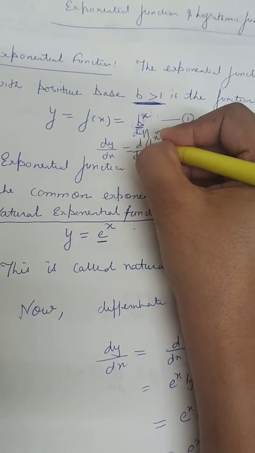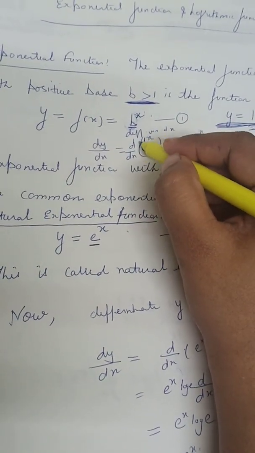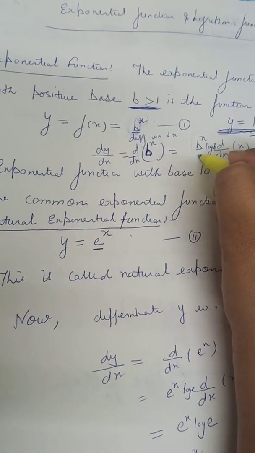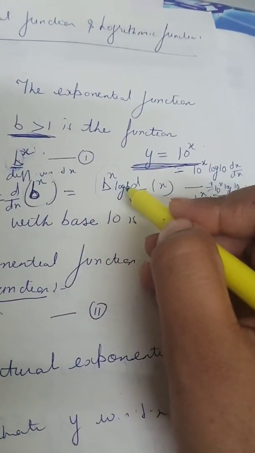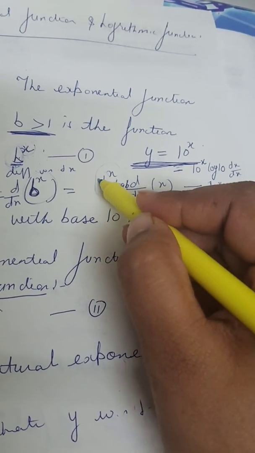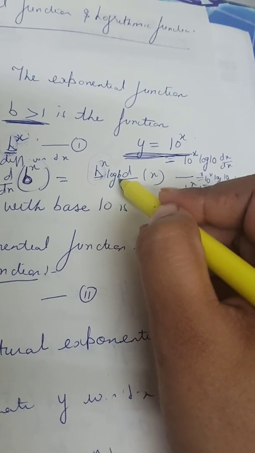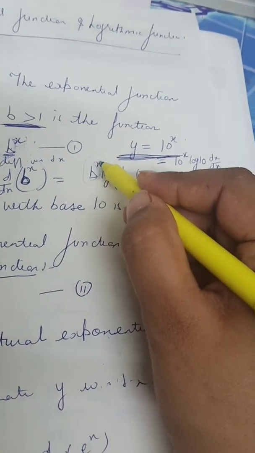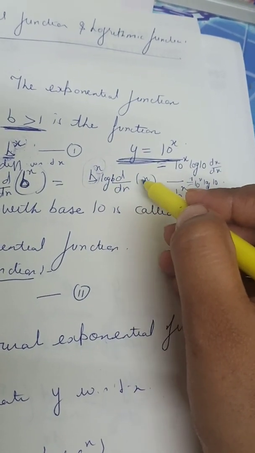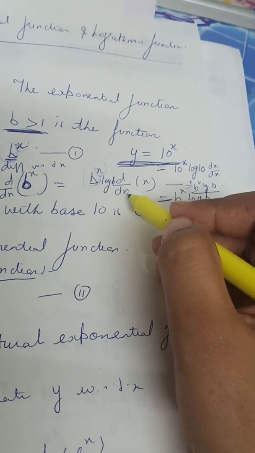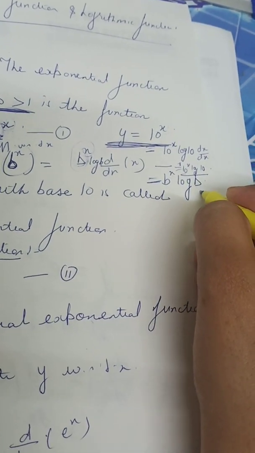The formula of b to the power x is, firstly write it as it is, b to the power x. Whatever function is given, write it as it is. Then afterwards log of constant, that is log of base. What is the base? b. That is log of b. And then afterwards take the derivative of x, that is, apply the chain rule. dx upon dx cancels and the answer is b to the power x log b.